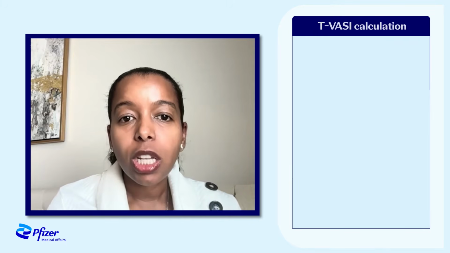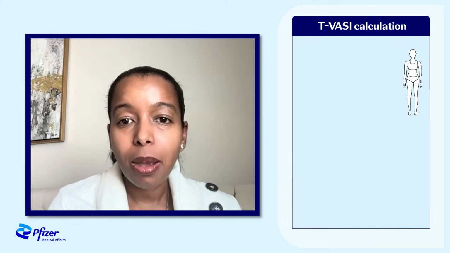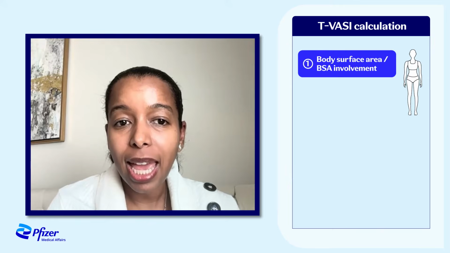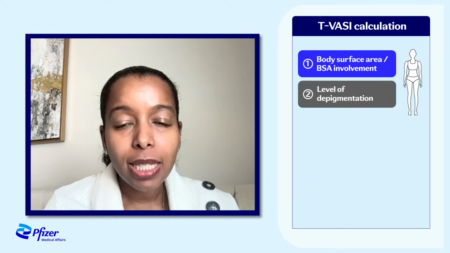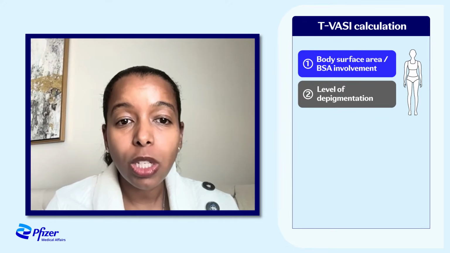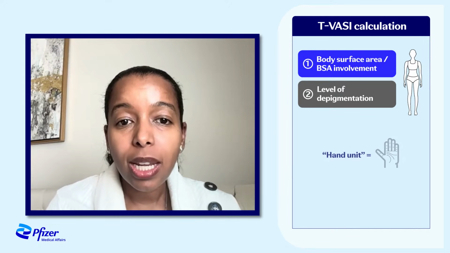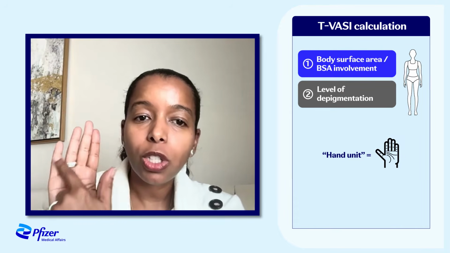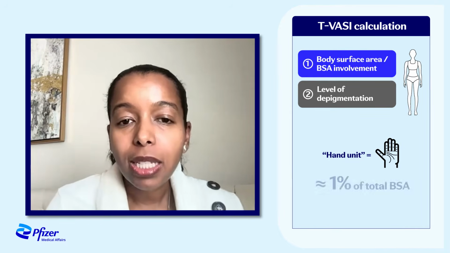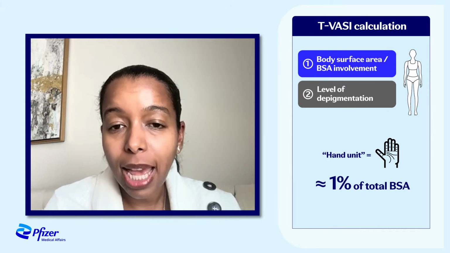So for each region, 2 aspects are assessed: body surface area, or BSA, and level of depigmentation. BSA involvement is assessed to determine the extent to which a region is affected, and it's scored in hand units. So 1 hand unit is equal to the palm plus the volar surface of all the digits. That's approximately 1% of our total BSA.